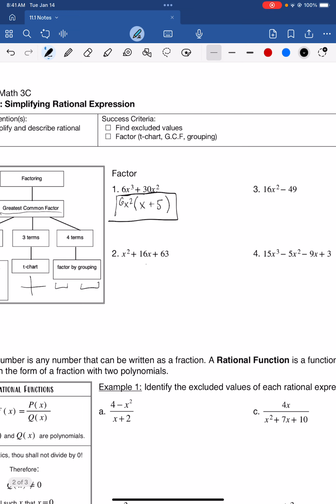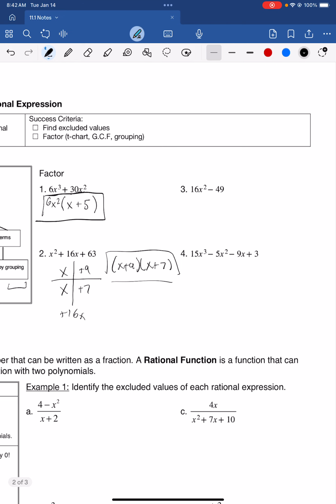If we look at the second one right here, it has 3 terms. So when we have 3 terms, we're going to do a T-chart like this. Over here on the left is going to be x, and then on the right you'll have a positive 9 and a positive 7. When you cross multiply here, you'll see that you'll get 16x. So your answer is just x plus 9 and x plus 7.